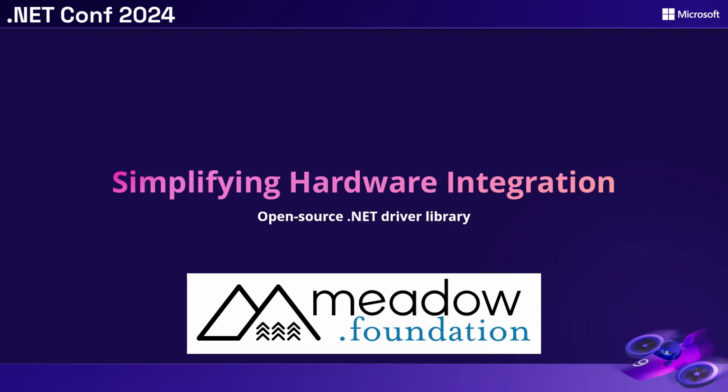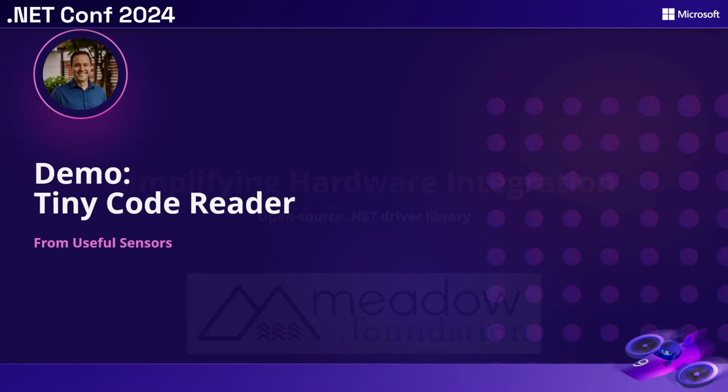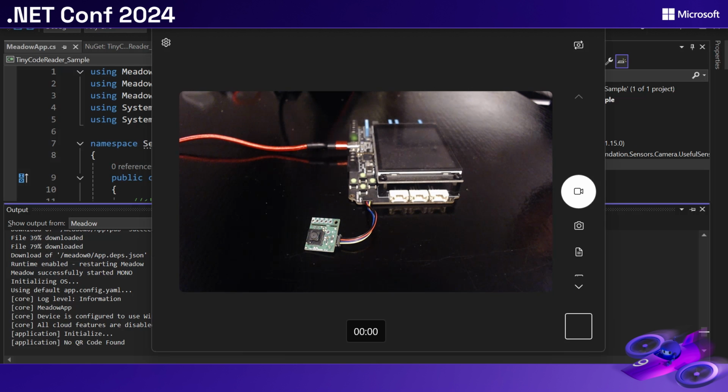And so for these useful sensor devices, Meadow Foundation includes drivers that allow us to integrate them directly into our project with minimal code. And this code sets up the sensor and defines an event handler when a person's detected or when a barcode is read. And Meadow Foundation handles all that low-level communication, so you can just focus on getting your application logic and getting up and running. And so with that, let's dive into a demo and take a look at the tiny code reader.